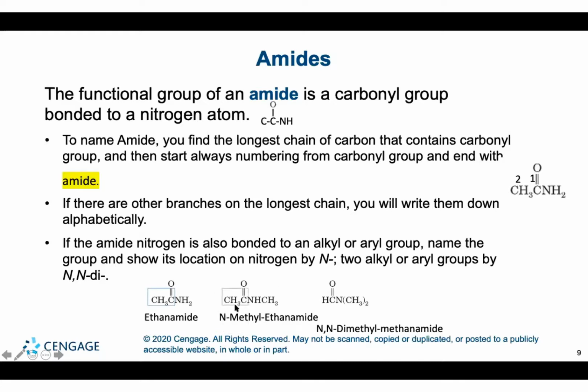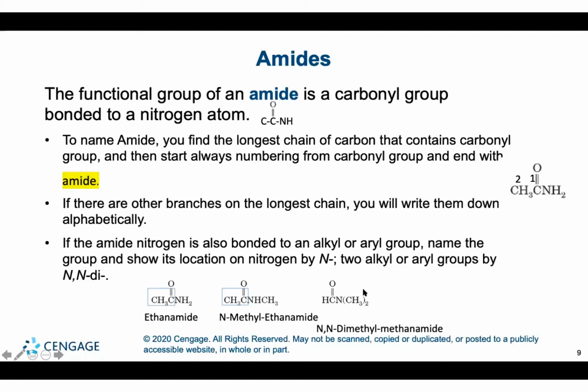Then here we're going to have again 2 carbons in the longest chain. We start numbering from the carbonyl group, 1, 2. Whenever there is an alkyl group attached to nitrogen on the other side, so one side is always attached to the carbonyl group, the other side, if we have the alkyl group, we should write it as an attachment. For example, here it's going to be N-methyl. There's an alkyl group attached to the nitrogen. N-methyl ethanamide.